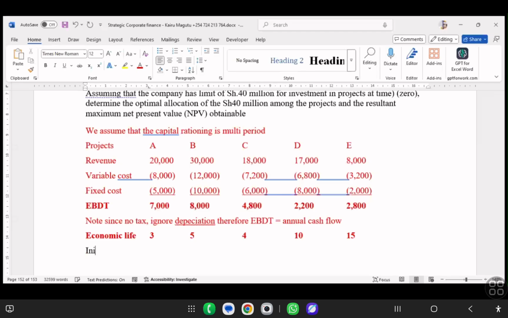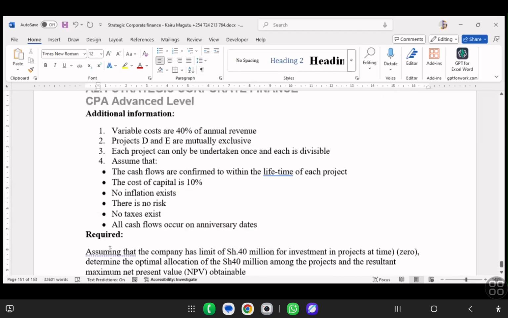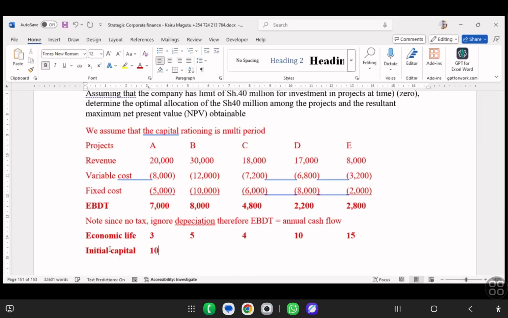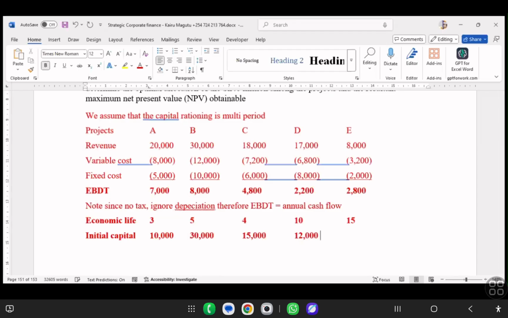We need to determine initial capital. The initial capital we are given in the question: 10, 30, 15, 12, and E is 18.